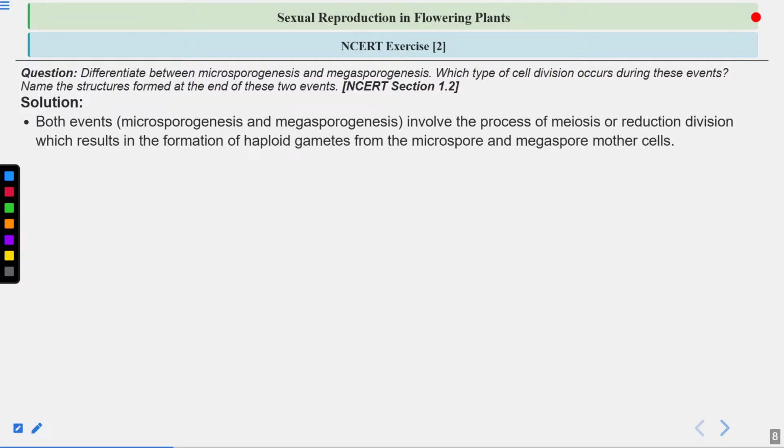Now, both the events, microsporogenesis and megasporogenesis, involve the process of which division? Read the second question: which type of cell division occurs during these events? It involves the process of meiosis or reduction division, which results in the formation of haploid gametes. Okay? It results in the formation of haploid gametes from the microspore and megaspore mother cells, right?